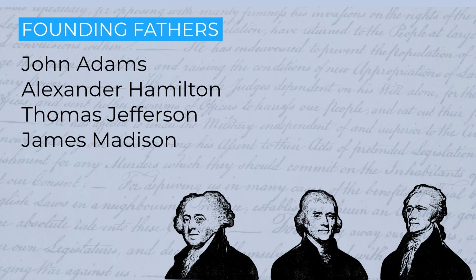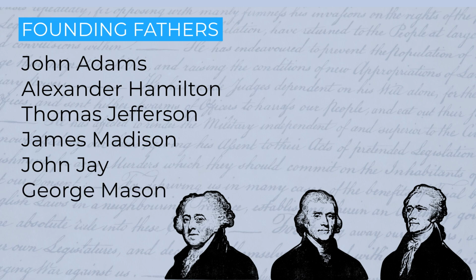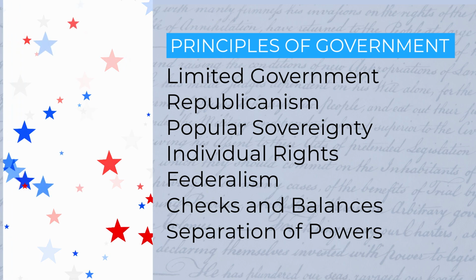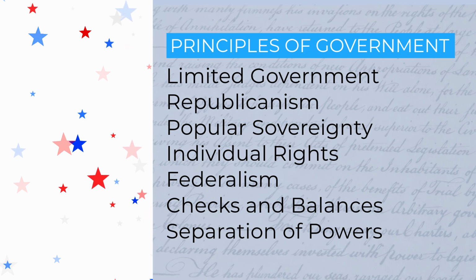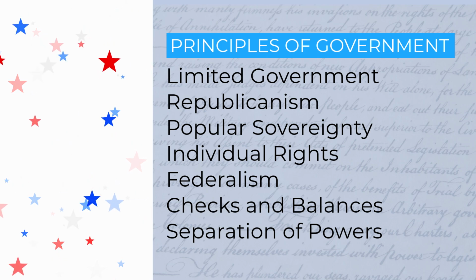James Madison was essential in ratifying the Constitution. He wrote some of the Federalist Papers and he was a president. John Jay helped secure judicial precedent so we could have the judicial system that we have today. And George Mason was an Anti-Federalist and the father of the Bill of Rights, which is the first 10 amendments to the Constitution.